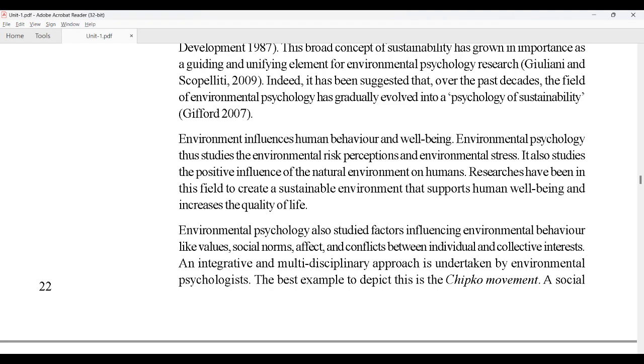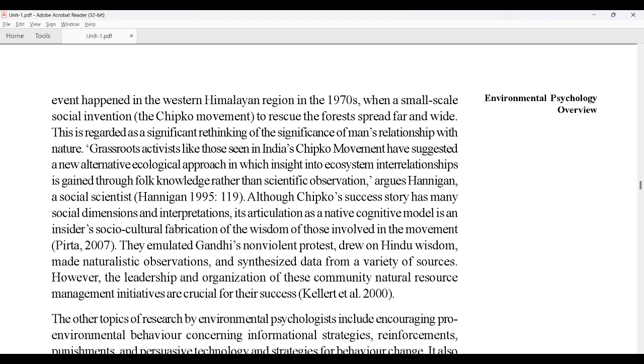The best example to depict this is the Chipko movement. A social event happened in the western Himalayan region in the 1970s, when a small-scale social invention, the Chipko movement to rescue the forests, spread far and wide. This is regarded as a significant rethinking of the significance of man's relationship with nature. Grassroots activists like those seen in India's Chipko movement have suggested a new alternative ecological approach in which insight into ecosystem interrelationships is gained through folk knowledge rather than scientific observation, argues Hannigan, a social scientist.